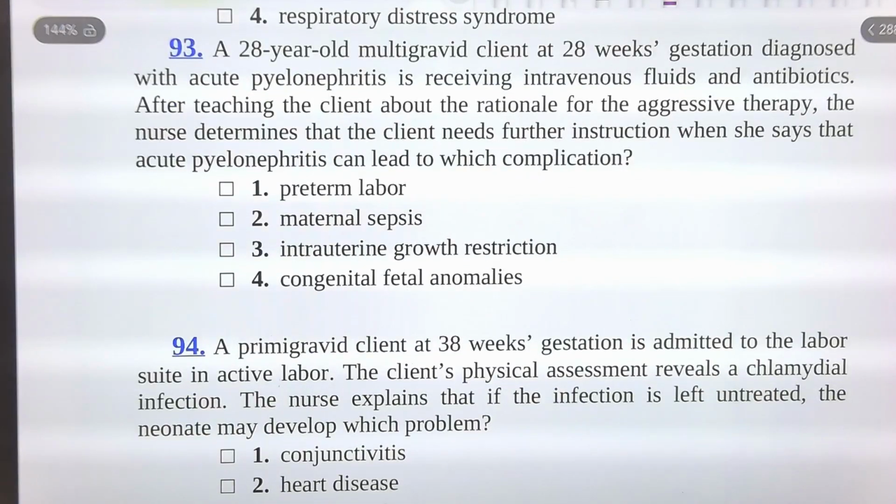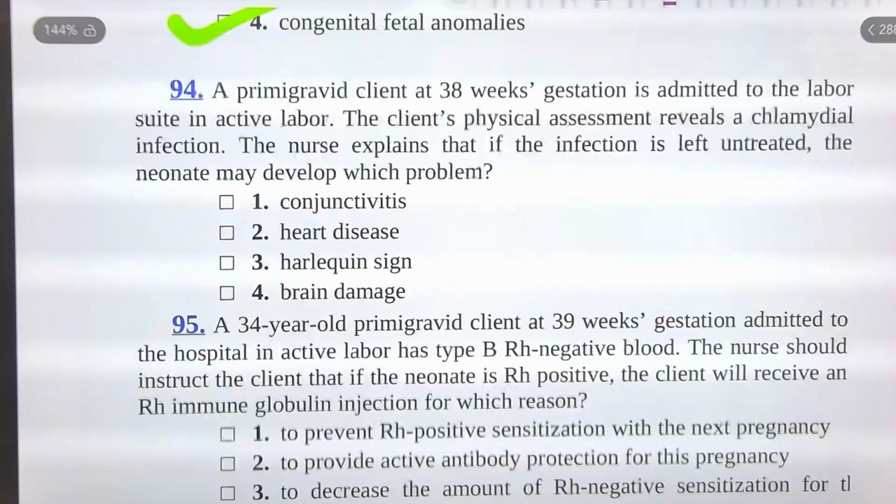Now next question, 93rd. A 28-year-old multigravid client at 28 weeks of gestation diagnosed with acute pyelonephritis is receiving IV fluids and antibiotics. After teaching the client about the rationale for aggressive therapy, the nurse determines that the client needs further instruction when she says acute pyelonephritis can lead to which complication. So read all the options. किस कंडीशन में उनको further teaching की requirement हो सकती है? The client says it causes congenital fetal abnormalities will be the correct one.